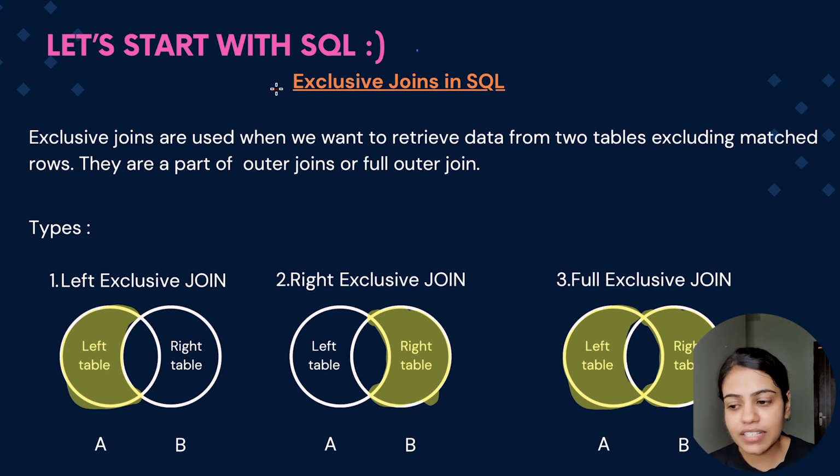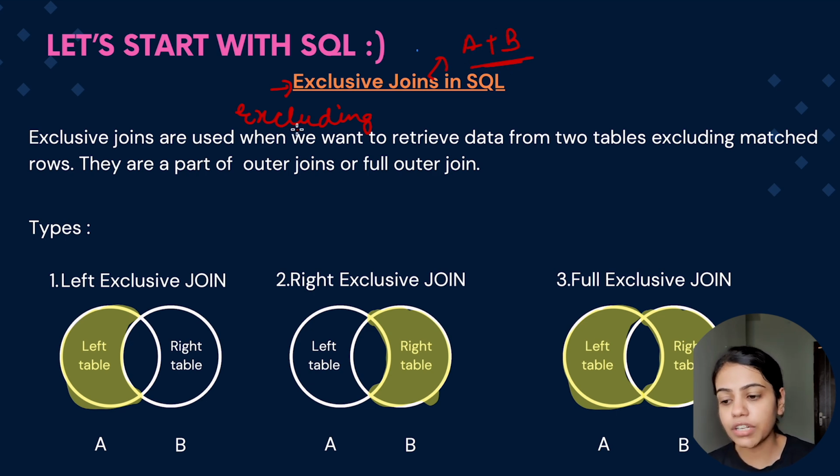Now as the word suggests, exclusive basically means whenever we are excluding something, and join basically means whenever we are combining two tables. So whenever we are combining two tables, if we are excluding something, that is used in exclusive joins. Now what are these exclusive joins? Exclusive joins are used whenever we want to retrieve data from two tables, excluding the matched rows between these two tables.